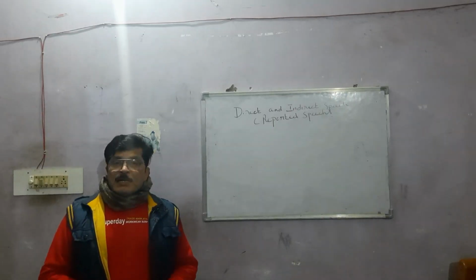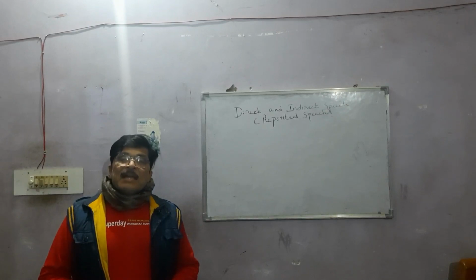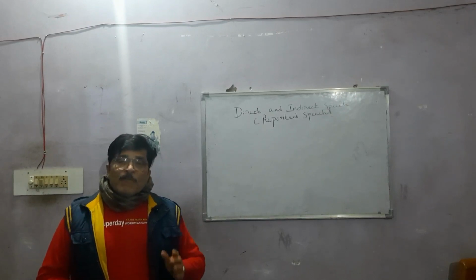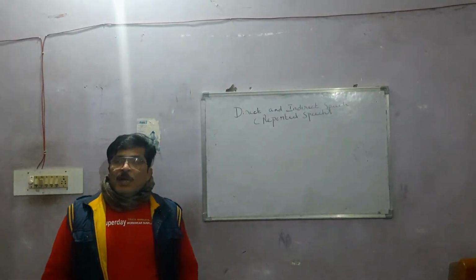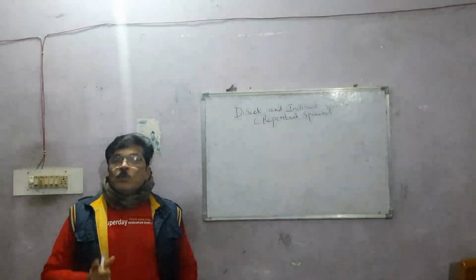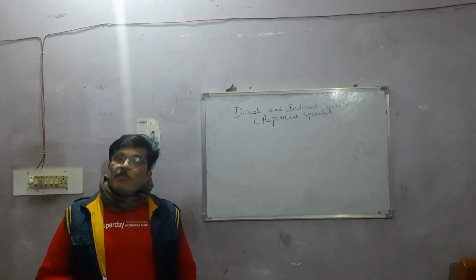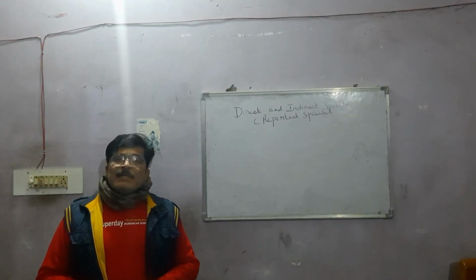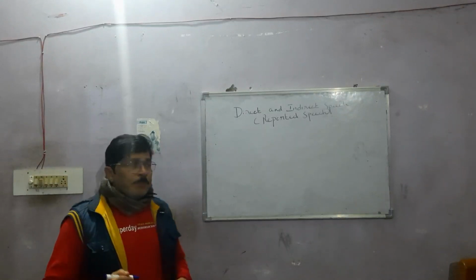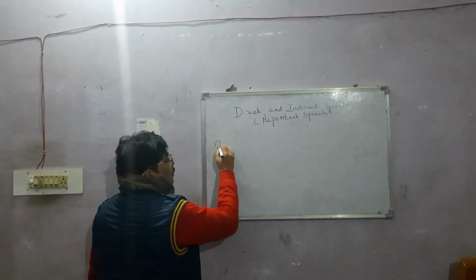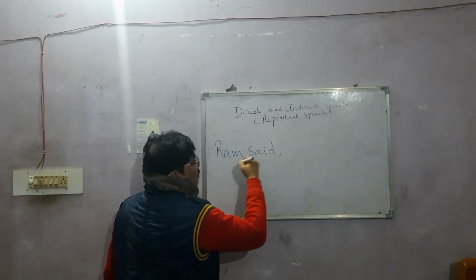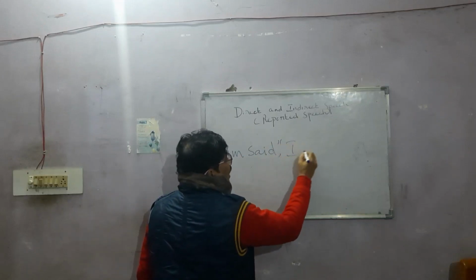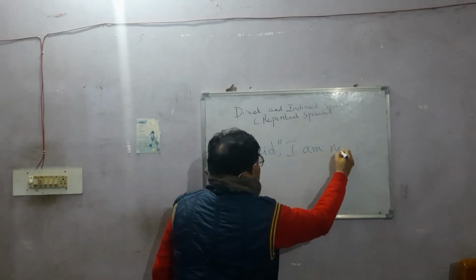Now I'm going to start the lesson on direct and indirect speech. First of all, when you learn direct and indirect speech, you have to learn some particular rules. That is very, very important. Now I'm going to write a sentence on the board. For example, Ram said, "I am not well."